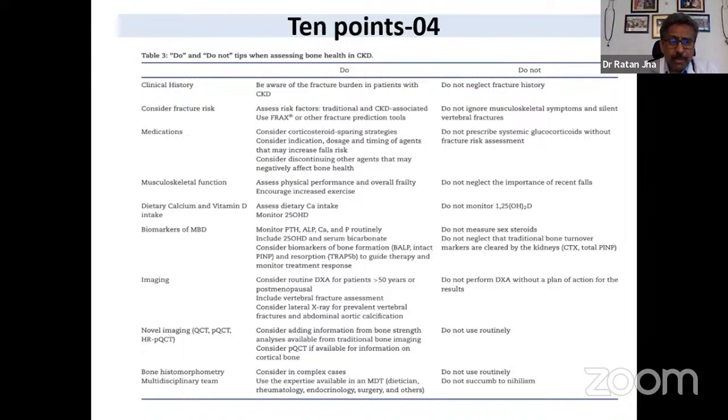Bone histomorphometry is only done when the problem is complex, and a multidisciplinary team should always be involved to take care of such a patient. But we should not succumb to nihilism, thinking that if it is not there, we cannot do anything. So these are 10 points when we talk about assessing bone health in CKD.